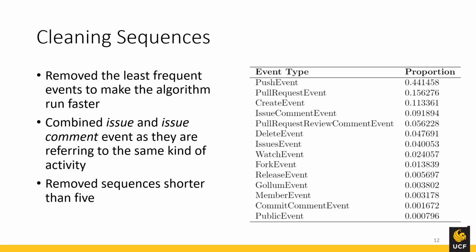The following table shows the percent of different event types. Push and pull requests are most frequent events. These two events are used to submit changes made on a local repository to the main repository. To clean our dataset, we removed the least frequent events to make the algorithm run faster, and we combined issue and issue comment event as they are referring to the same kind of activity. We also removed sequences shorter than 5.